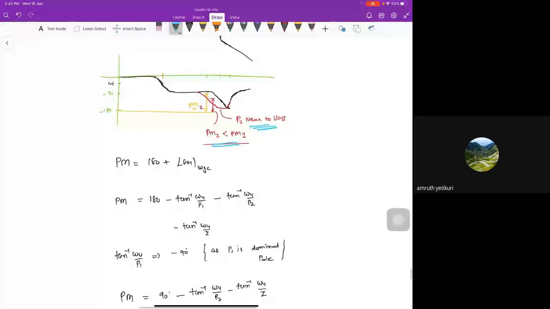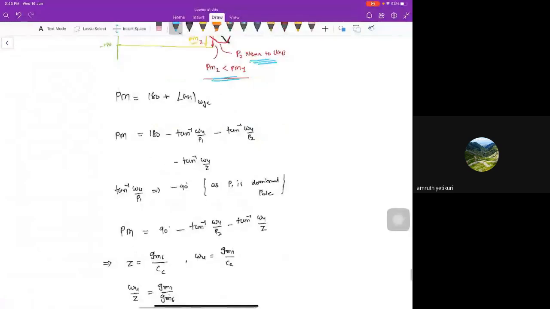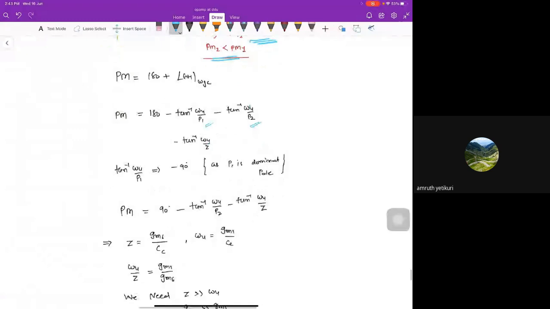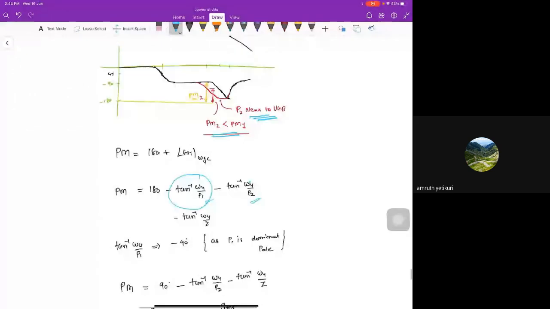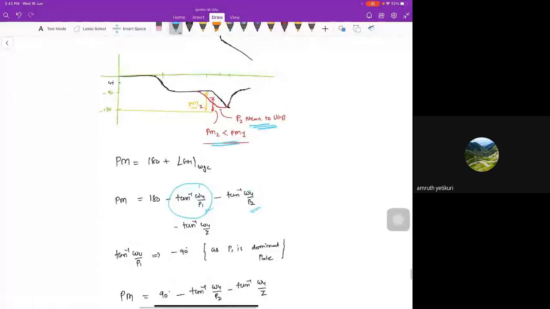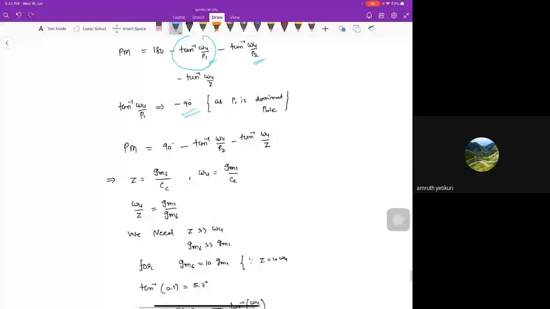Phase margin is 180 degrees plus the angle of GH at omega GC. This term, the zero, is adding a phase to us in the transfer function, minus tan inverse of omega u by P1, minus tan inverse of omega u by P2. But the phase due to the pole P1 is already 90 degrees here, so you can take already minus 90 degrees. So finally you will end up with this expression.